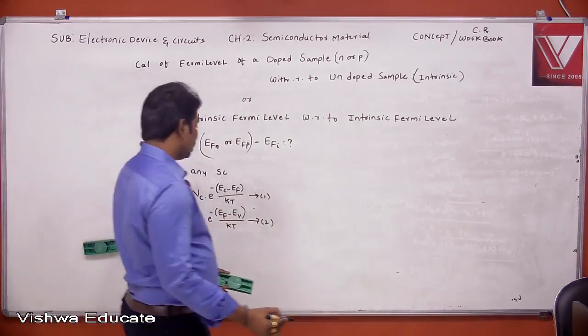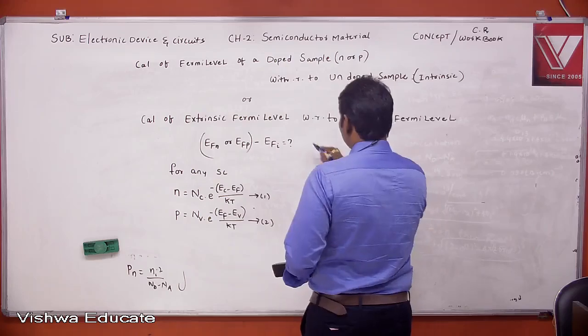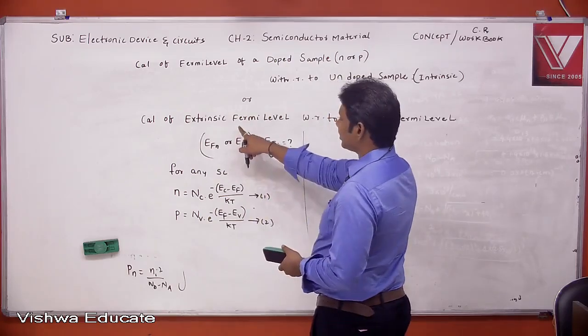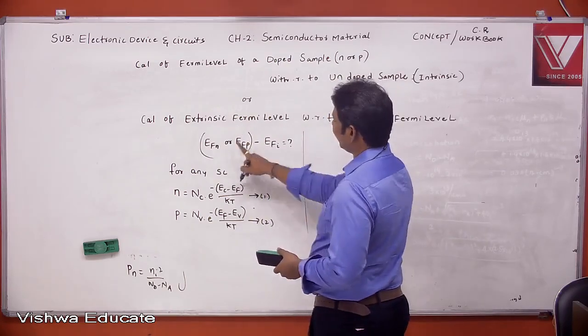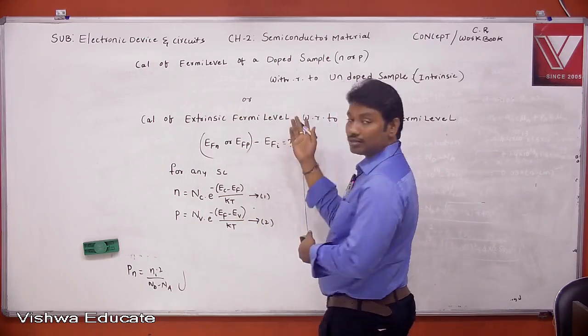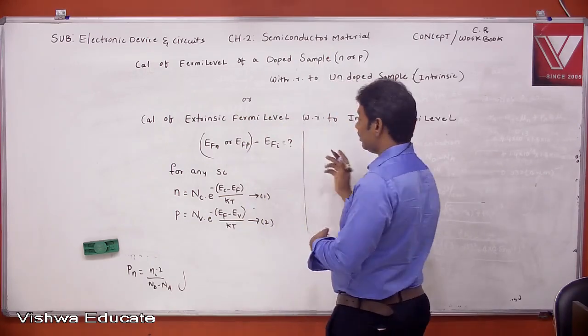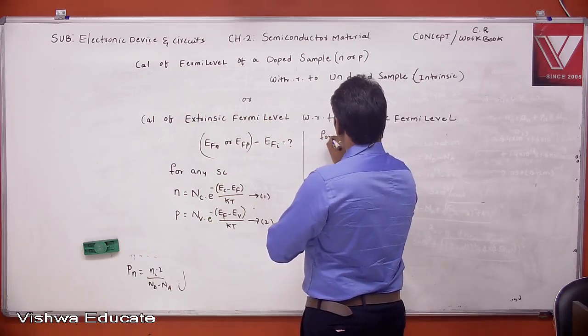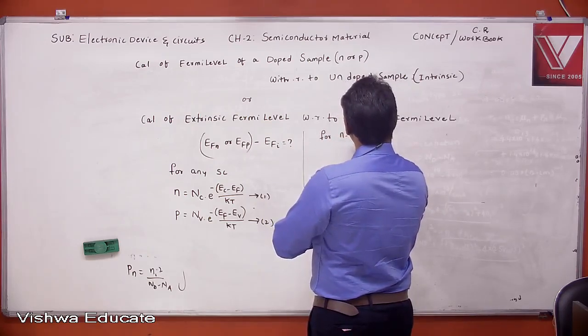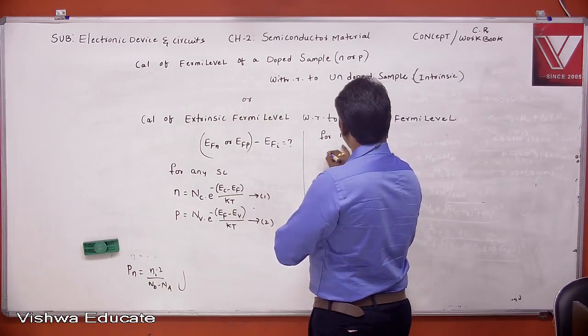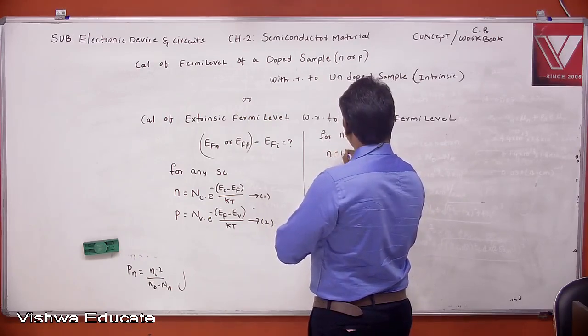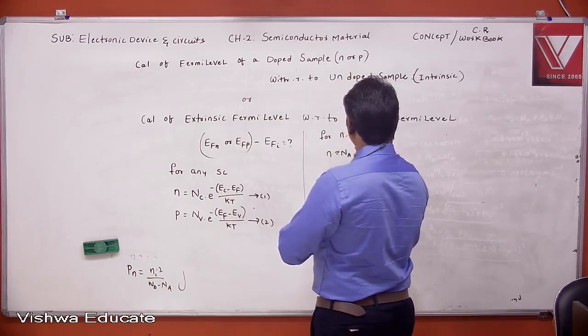Right? Okay. Now, first here we want to calculate extrinsic Fermi level with respect to intrinsic, right? Here I am considering N-type semiconductor, or you may consider P-type semiconductor also, right? For N-type semiconductor, tell me, what is the electron concentration equation? N equal to approximately Nd.